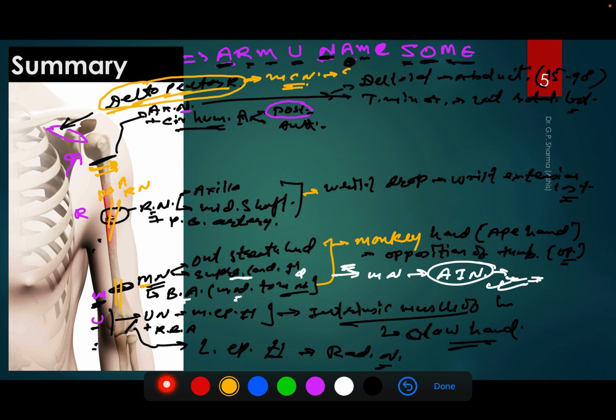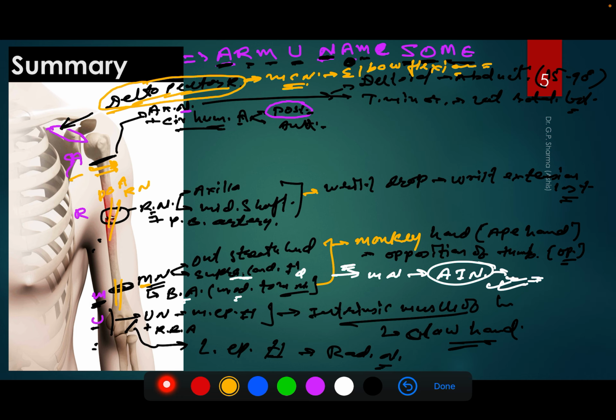If the musculocutaneous nerve is injured, what's the presentation? There will be a problem in elbow flexion, because the elbow is flexed by the musculocutaneous nerve, since it supplies the muscles of the flexor compartment of the arm, right? So these are the injuries of the associated nerves and vessels in case of a humerus fracture.